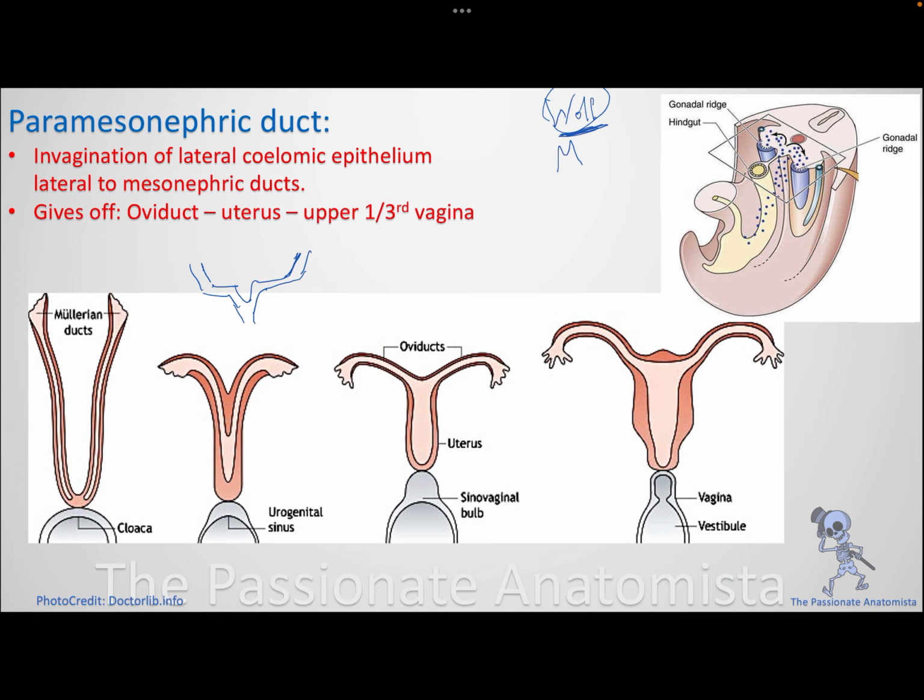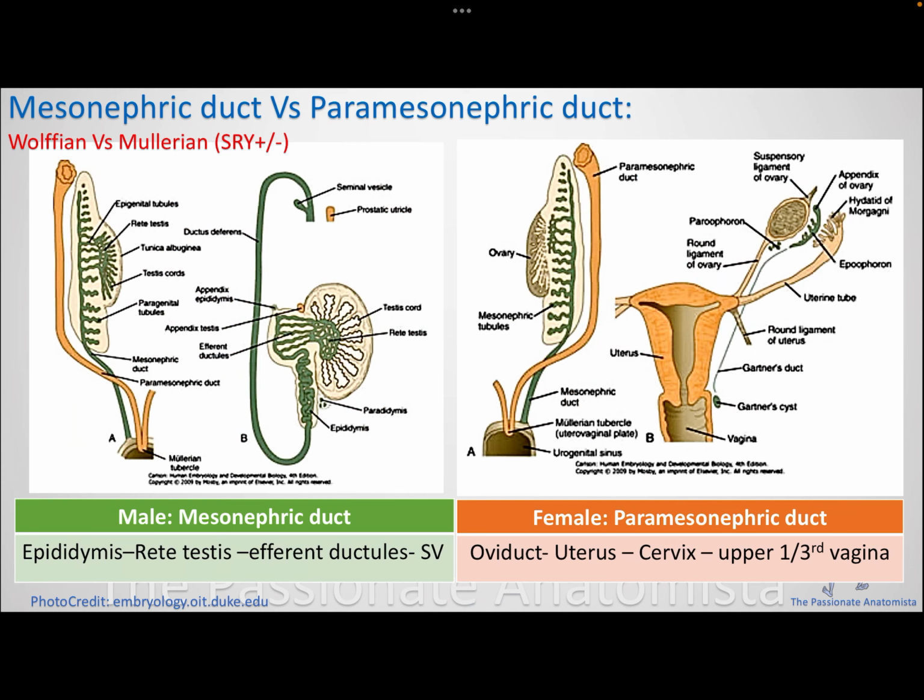Okay, based on what, we're going to have the proliferation of the paramesonephric duct. Now let's look at the mesonephric and paramesonephric ducts and understand based on what. If you have the SRY gene, it means this is a male gene. The SRY gene is going to stimulate two important cells, the Leydig cells and the Sertoli cells. If I stimulate the Leydig cell, I will have the testosterone. If I have testosterone, I will do proliferation of the mesonephric duct.